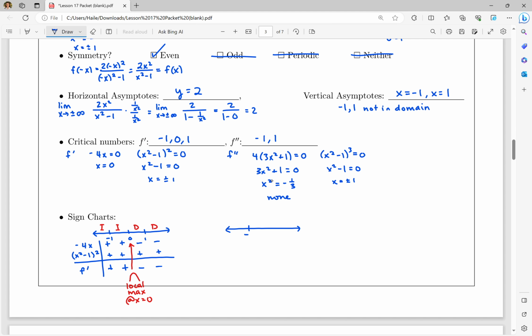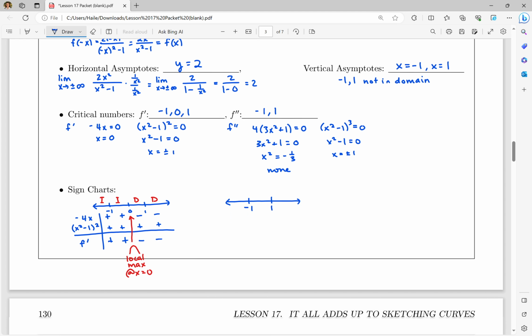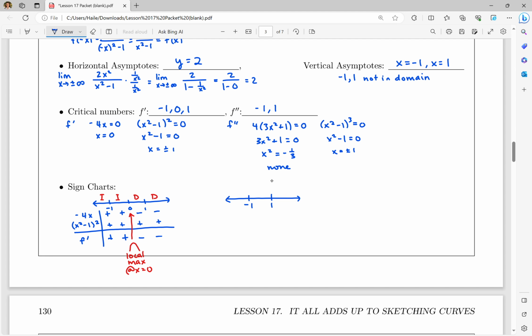So our critical numbers, -1 and 1. Our factors, we have 3x squared plus 1 and x squared minus 1. We have 3 of those. So now it's not always positive, so I'm going to go ahead and write 3 of them. Okay, and then we have f double prime. All right, so 3x squared plus 1. Well, I think that's always going to be positive, because even if we plug in a negative number, we're going to get a positive for x squared, and then we're multiplying that by a positive and adding 1. So that's always going to be positive.